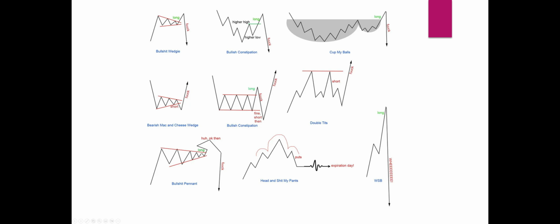This bottom center one here, head and shoulders, right? You're seeing a head and shoulders, and you go into puts at the right shoulder, right? Because you think it's going to keep.